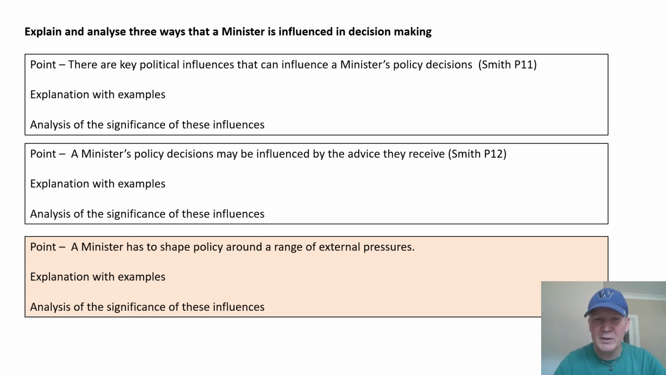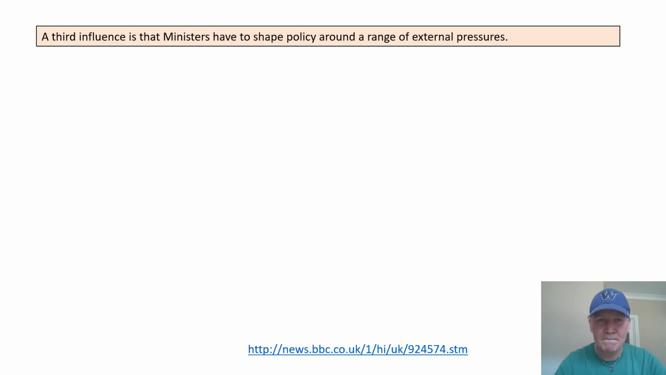What I thought I'd do is take you through the 3rd one. I'm going to look at how a minister has to shape policy around a range of external pressures. So, what does that look like? Okay, so here's our point. A 3rd influence is that ministers have to shape policy around a range of external pressures.